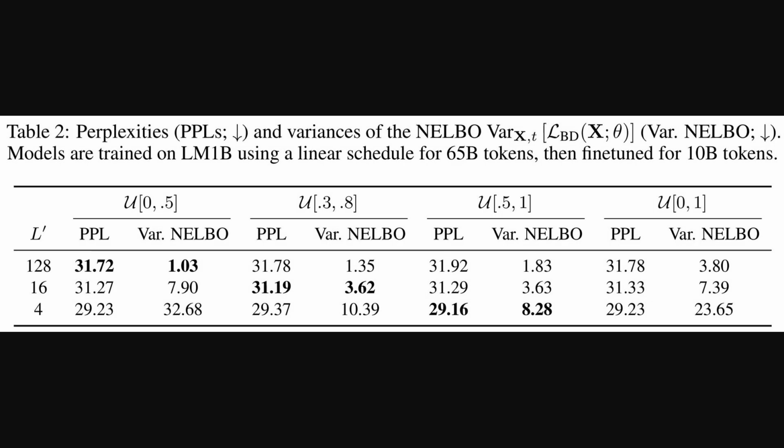Building on that point about optimized schedules, this table provides more detail. It compares perplexities and training objective variance, that's the variance of the ELBO, across different block sizes, L', and those clipped noise schedules we talked about. Notice how specific schedules minimize variance and perplexity for certain block sizes. Like U[0.5, 1] works best for L' equals 4, achieving 29.16 ppl. This reinforces how managing that training variance improves the final results.